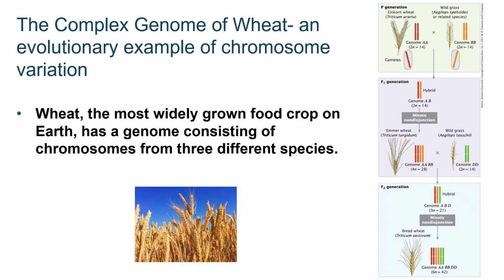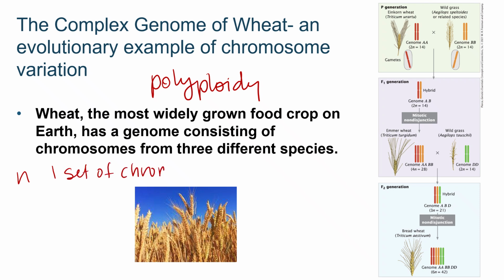Our textbook opens with wheat as an example of chromosome variation, and it is an example of something called polyploidy. Polyploidy is when we have multiple copies, more than 2 copies, of an entire set of chromosomes. So we've talked about haploid, where organisms have one set of chromosomes. I shouldn't say organisms, I should say cells, usually our gametes. And then we have talked about diploidy, where we have 2 copies of each set of chromosomes.